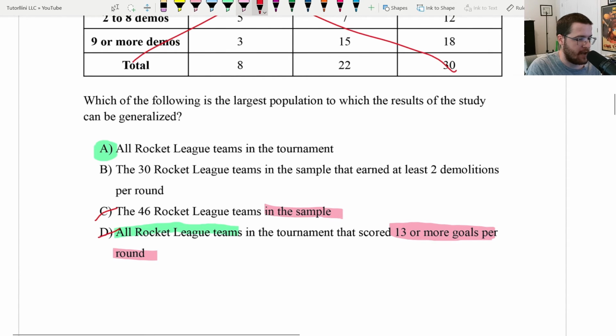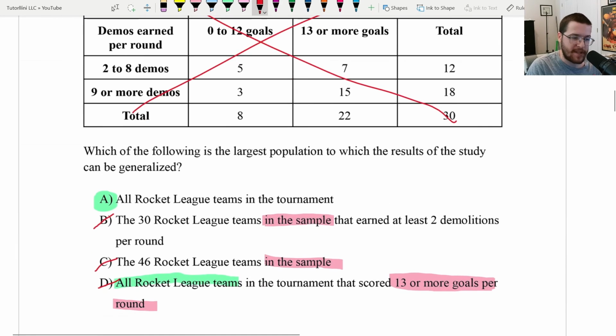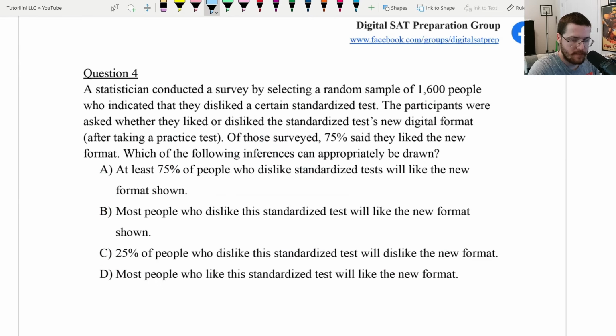And let's look at B. B says in the sample. Okay, we don't generalize to the sample, we generalize to the population. So yeah, this table, guys, there's no conclusion, they didn't ask us to make any inference, they didn't ask us to interpret the results from the table in any way. It's just asking about what the population is. That is it. Let's keep going.